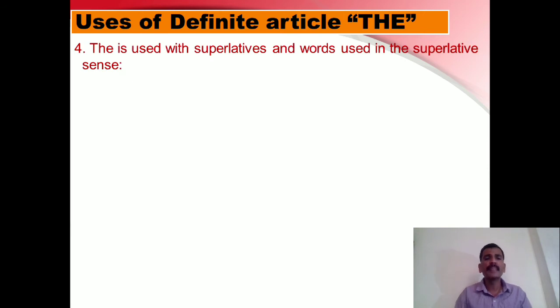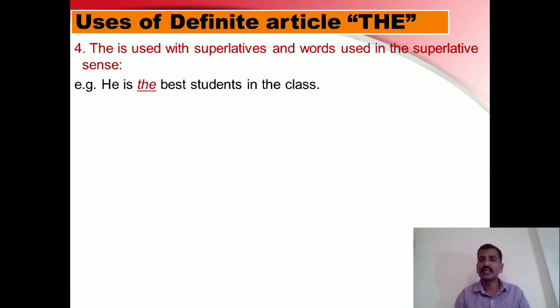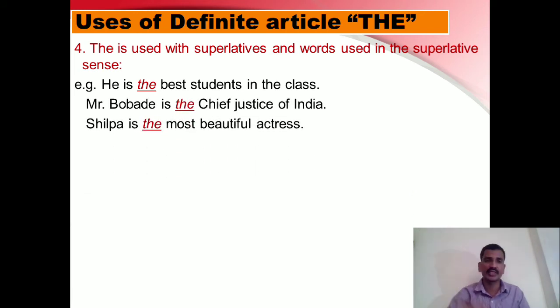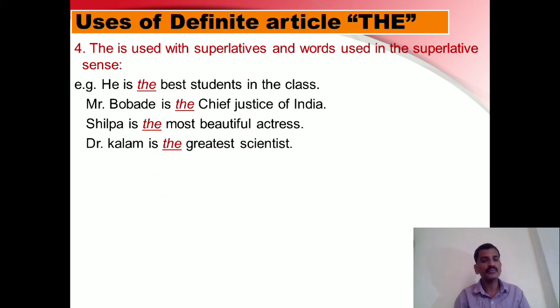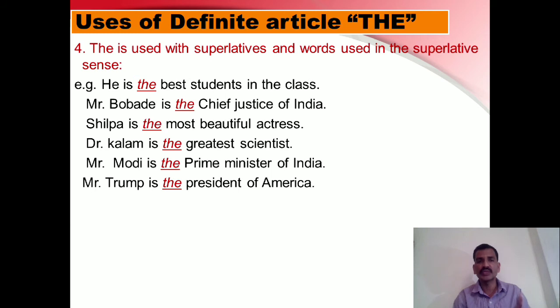Next, you will try to understand that "the" is used with superlatives and words used in the superlative sense. That is, words that are superlatives and another thing in the superlative sense. For example, the President of India, isn't it like this? The Prime Minister of India, superlative sense. He is the best student in the class, the best, a superlative word. Mr. Bobde is the Chief Justice of India, it is in the superlative sense. Shilpa is the most beautiful actress, Dr. Kalam is the greatest scientist, Mr. Modi is the Prime Minister of India. So these are in the superlative sense.